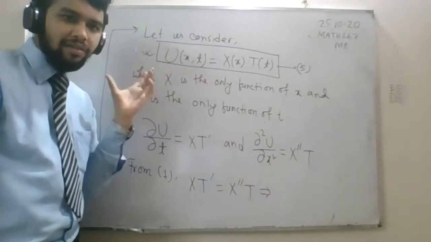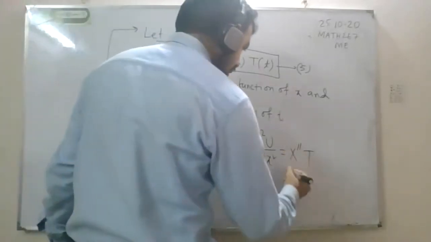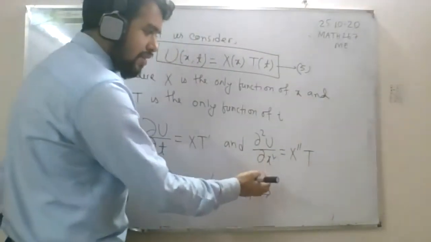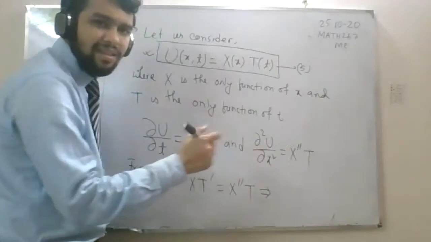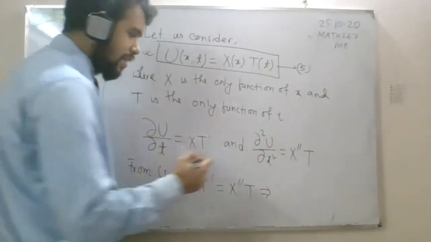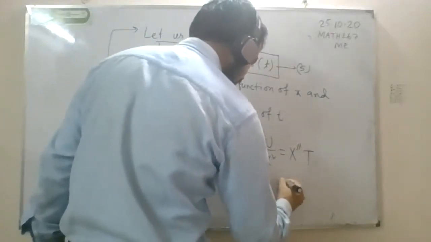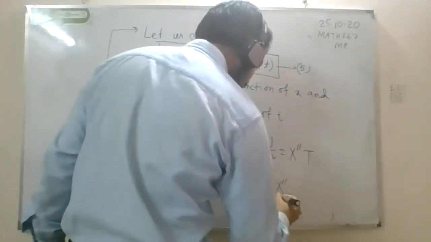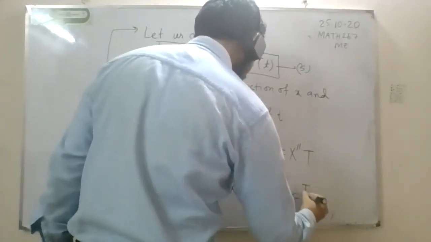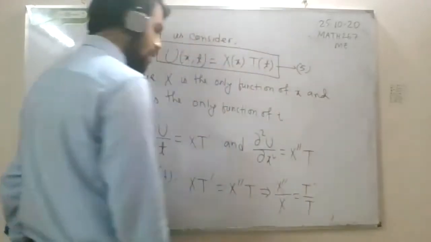Sir, in the given equation there was X, how do we get T prime? Just, we partially differentiate with respect to x. Okay, so this will be counted as X double prime. Differentiating twice, right? So X double prime. Okay, so now you can say this is X double prime by X equals T prime by T. Okay.